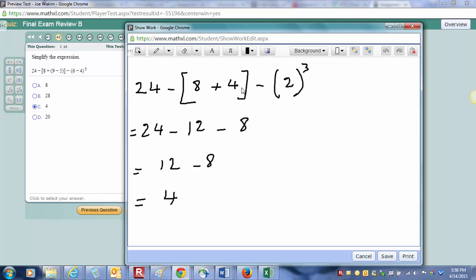So again, I simplify the square bracket. 8 plus 4 is 12, and 2 to the power 3 is 8. Make sure you have the same signs. Now notice here, 24 minus 12 is 12, and 12 minus 8 is 4. So I simplify first 24 minus 12, and I keep the minus 8. 12 minus 8 is 4, and that would be the final answer.